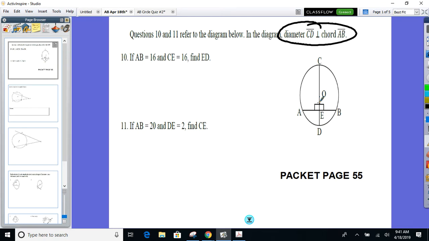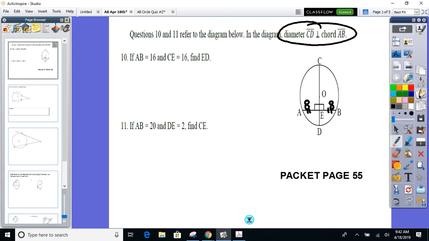Correct. So which segments are congruent, Thomas? AE is congruent to EB. A diameter perpendicular to a chord bisects the chord. All right, let's hop on 10 now. AB is 16. So Thomas just told us, what can I label each piece now? 8 and 8. CE is 16.